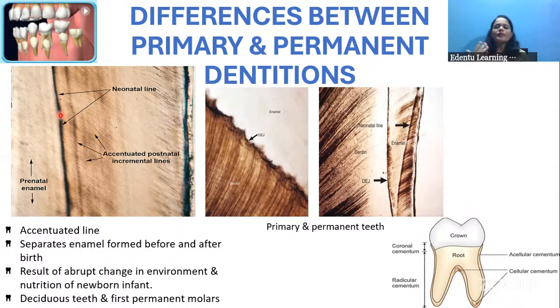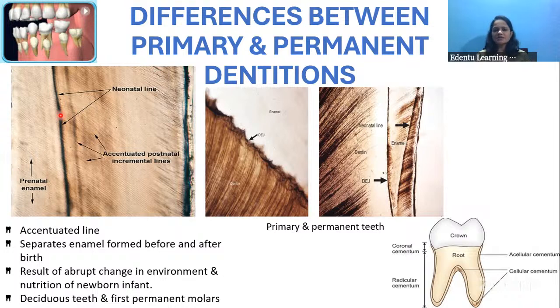Now, one prominent incremental line that is seen in the enamel is called the neonatal line. Usually the first evidence of calcification of the deciduous teeth happens in utero itself, when the baby is inside the mother's womb. This is mainly for the deciduous teeth. In case of the permanent teeth, only for first molars is this in utero calcification happening.